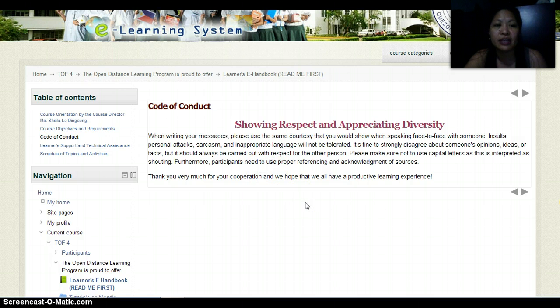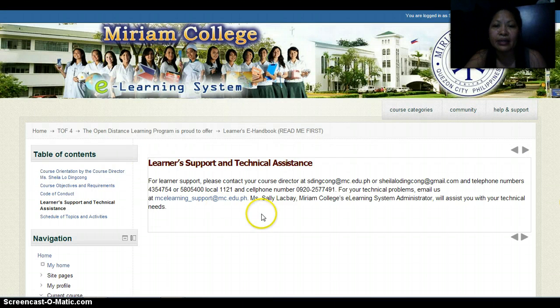Okay, for learner support and technical assistance, of course, you can always text, email, or call me. I have here my email, both my MC mail and my Gmail, and my telephone numbers, my office phone numbers, and my cell phone number. And for technical problems, you can directly connect with our MCE Learning Support. That is Ms. Sally Lakbay of the ICTO.